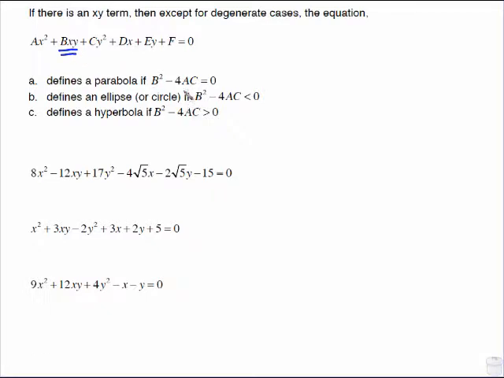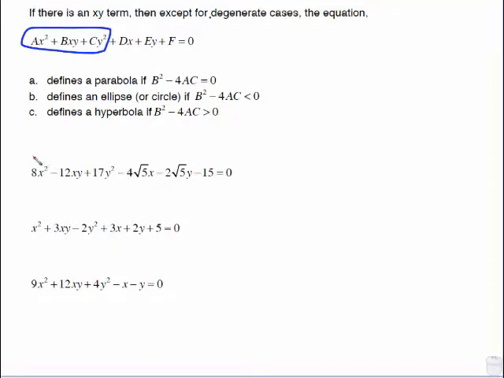So this says we've got a parabola if b squared minus 4ac equals 0. If b squared minus 4ac is less than 0, then we have an ellipse or a circle. And the hyperbola if b squared minus 4ac is greater than 0. You might recognize the b squared minus 4ac being part of the quadratic formula. So I need my a, my b, and my c. That's these coefficients right here. So let's make a list here. A is 8, b is negative 12, and c is 17. The rest of these coefficients do not matter to us.